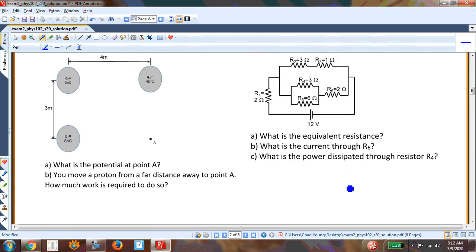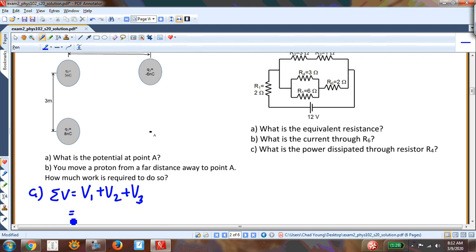What is the potential at point A? So to find the potential, I do the sum of all the individual potentials. So that's going to be V1 plus V2 plus V3. And then that's going to be K. I'm going to go ahead and put the numbers in. 9 times 10 to the ninth times Q1, which is 8 times 10 to the minus 9 coulombs.